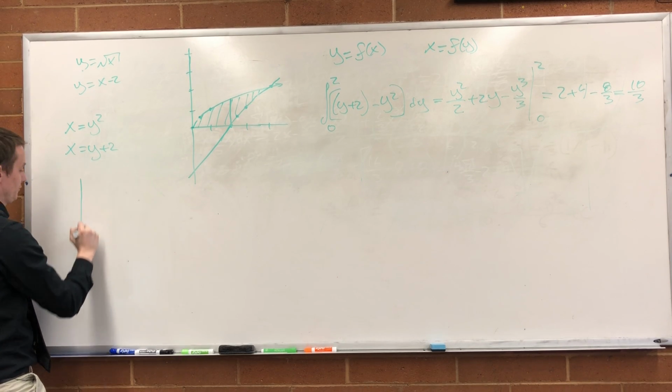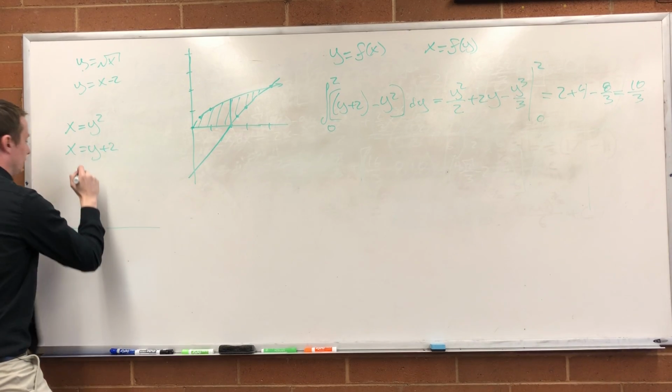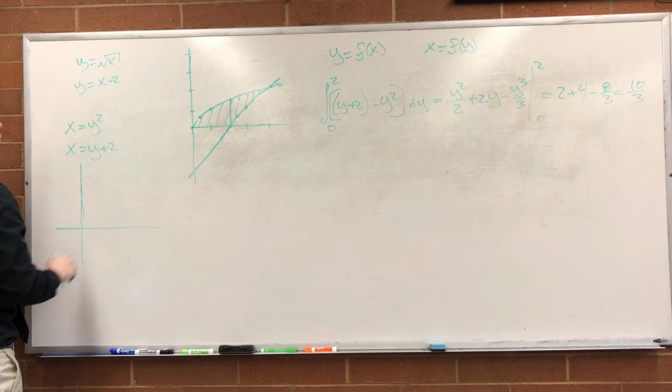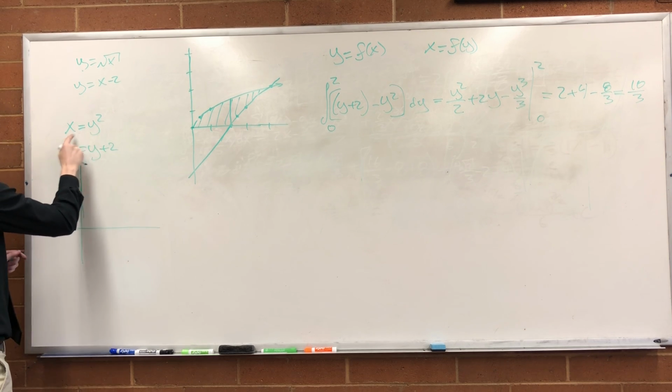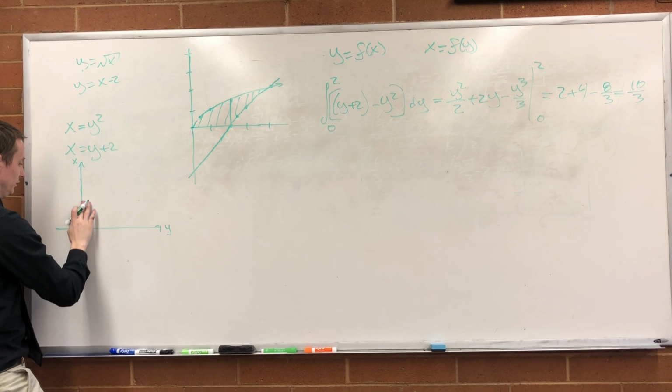Okay, so if we regraph this thing out, what are we talking about? So I have y equals x squared, or x equals y squared. This is my y-axis now, and this is my x-axis. So let's put some points in here.